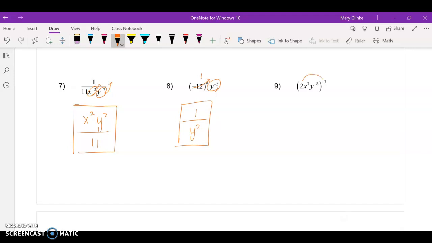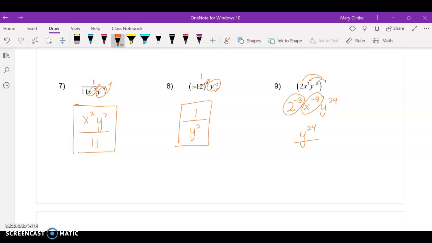Now, number 9, we're going to have to be very careful. We're going to raise everything to the -3rd power. So it's 2 to the -3rd, x to the -9th, and y to the 24th, because the -8 times the -3 is a positive 24. So before you try to figure out what 2 to the -3rd is, I'm going to take it and move it. So don't actually calculate what that equals. Move it first and then calculate it.